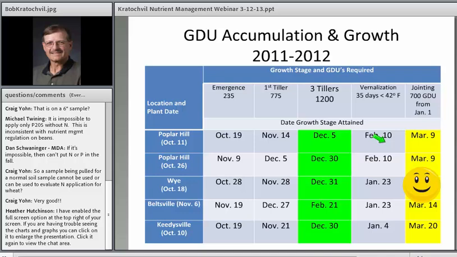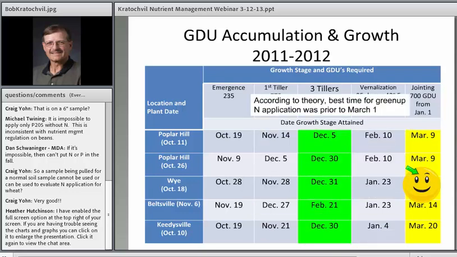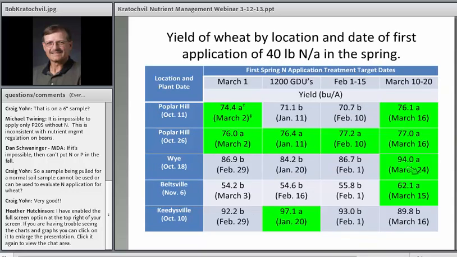So I was happy. We were able to at least have jointing at this point in time. So things were starting to fit again. All right, so what did we see as far as yield response in 2011-2012? Again, we've got our 5 locations going down the left side of the chart. I seem to have lost my pointer again. Let's see if we can get it back.